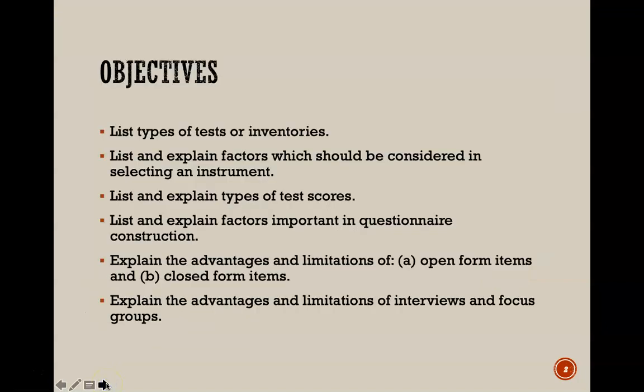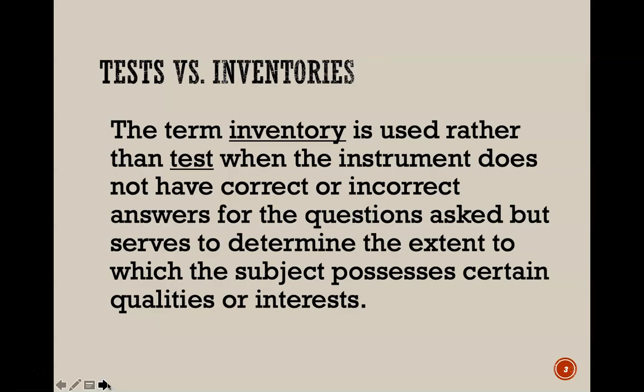So our objectives are to understand the different types of tests and inventories that are out there and things that you should consider when you are going to select an instrument. You may select one that's already been designed, or you may design your own. And then we're going to understand about the different types of test scores and the advantages and disadvantages of using different types: open test forms, closed, or interviews or focus groups.